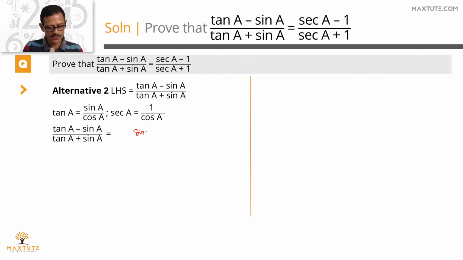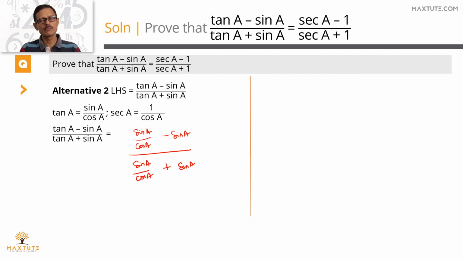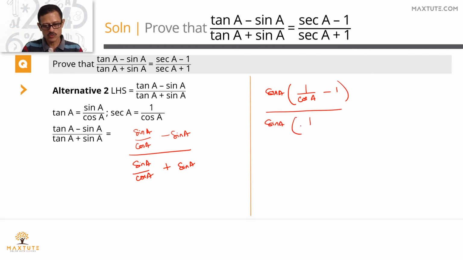So tan A can be replaced as sin A by cos A minus sin A. So this is our numerator divided by the denominator, tan A can be written as sin A by cos A plus sin A. Take sin A common from both these terms in the numerator. Take sin A common from both these terms in the denominator. So if we take sin A outside, we'll get sin A into 1 upon cos A minus 1 divided by, again sin A common from the denominator will leave us with 1 by cos A plus 1. Sin A in the numerator and denominator get cancelled.